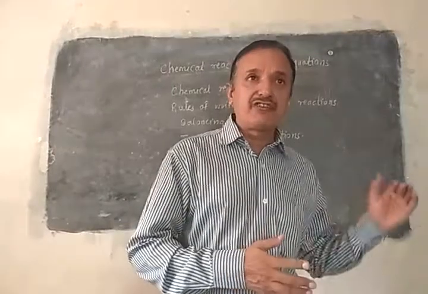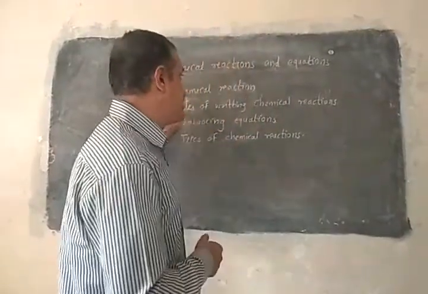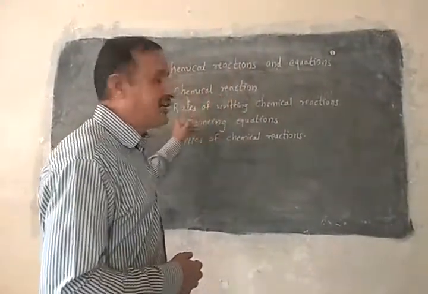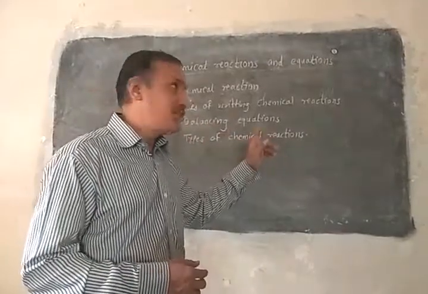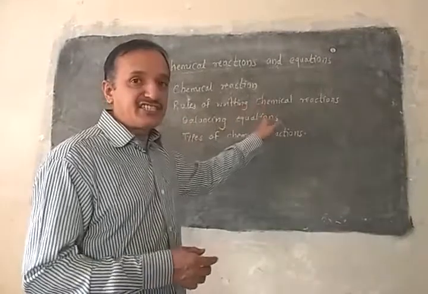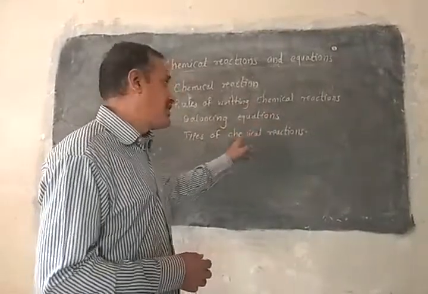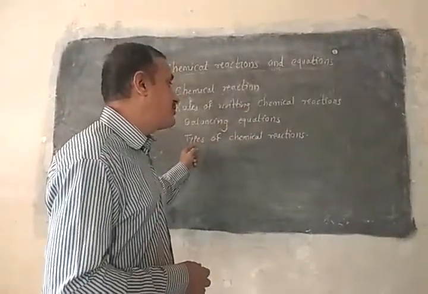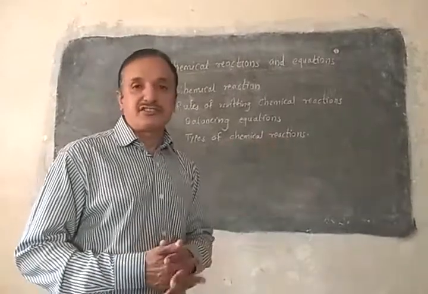In that there are four subtopics: chemical reactions, then rules of writing chemical equations or reactions, then balancing that reaction, that is called balancing equations, and then the fourth, the types of chemical reactions.